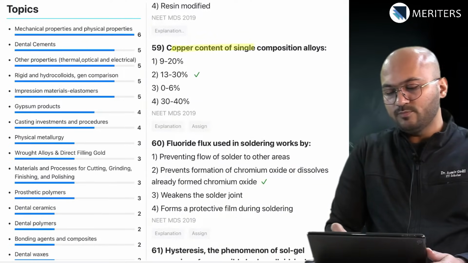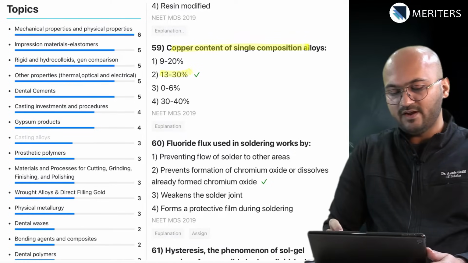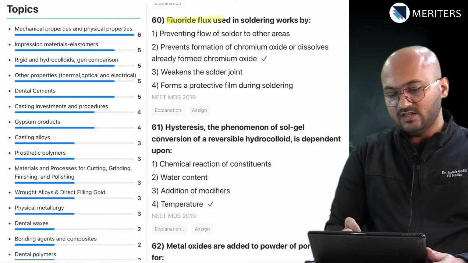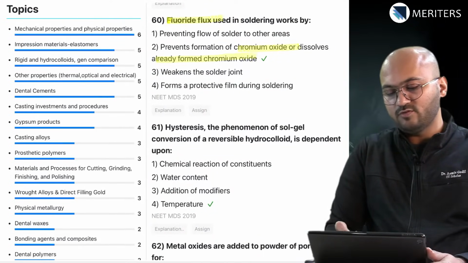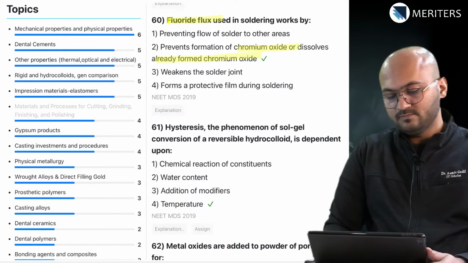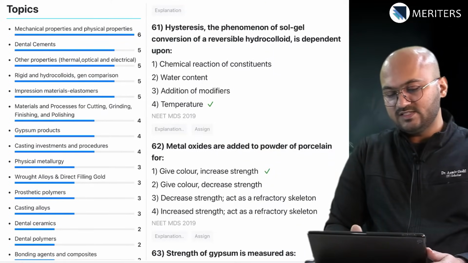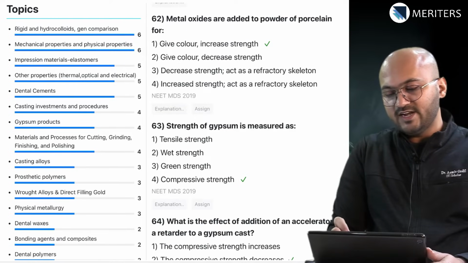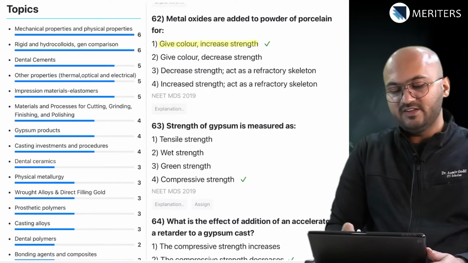Copper content of single composition alloys is 13 to 30%. Fact question from casting alloys. Fluoride flux used in soldering works by preventing formation of chromium oxide or dissolves already formed chromium oxide. Hysteresis is seen as a Sol-Gel phenomenon, is dependent on temperature. Metal oxides are added to powder of porcelain. They give color and increase the strength.